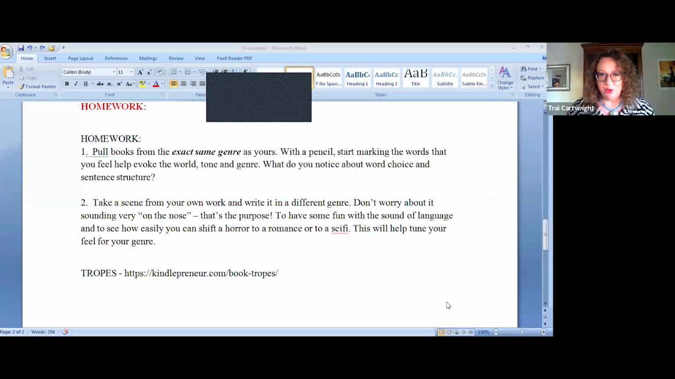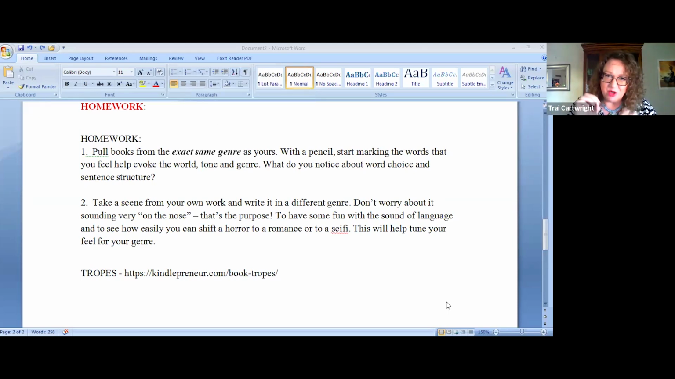All right, so for module two, genre, pull books from the exact same genre as yours. So remember how I said, like in fantasy, there's all kinds of subgenres, and sci-fi, there's all kinds of subgenres, et cetera, et cetera. So find something that is as close to what you're doing as possible. Find a few of them. You should be reading into your subgenre. But now we're going to deconstruct.